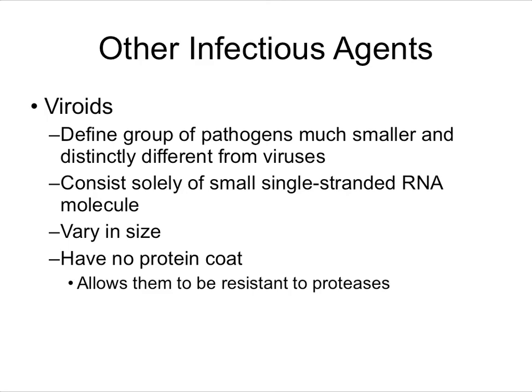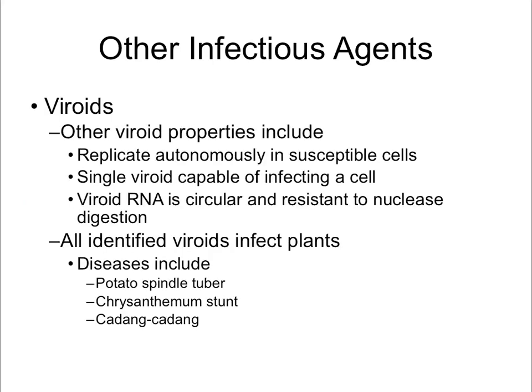Viroids are very uncommon in animals. Viroids are more common in plants. So we're not going to talk about them very much, but you should know that they are infectious RNA. So all identified viroids infect plants. They can be very important for agriculture, but less important for medicine. All right. Thus concludes our discussion of viruses.